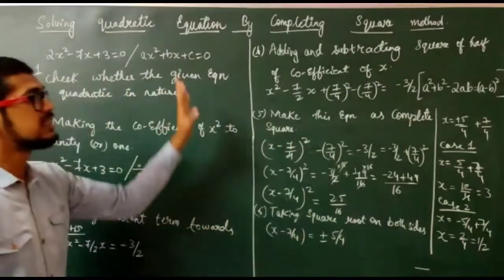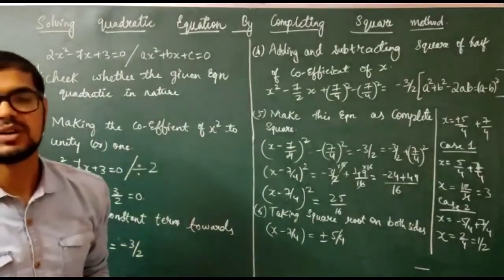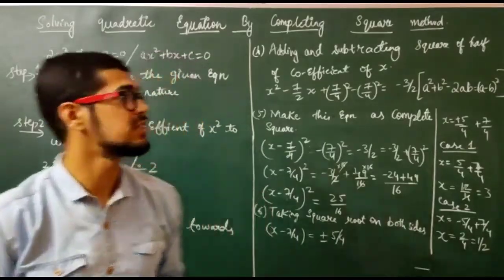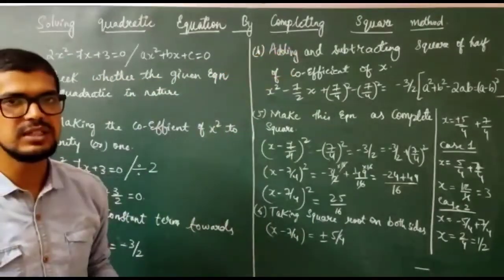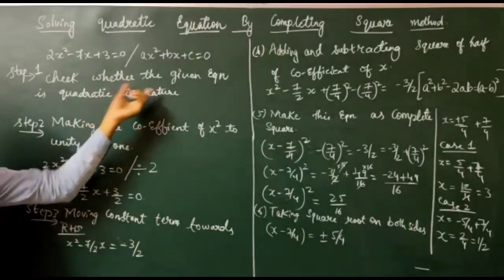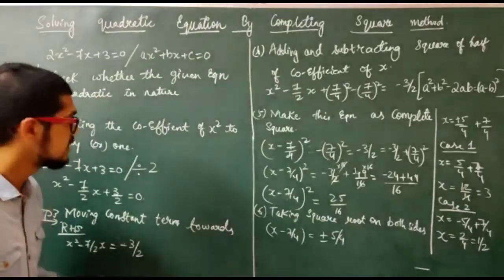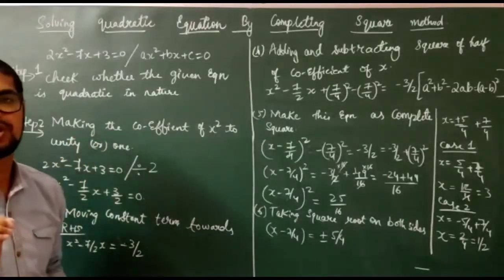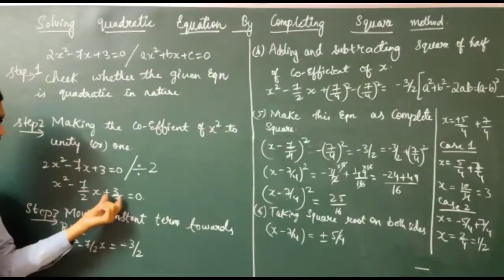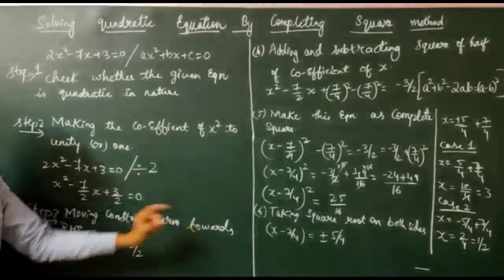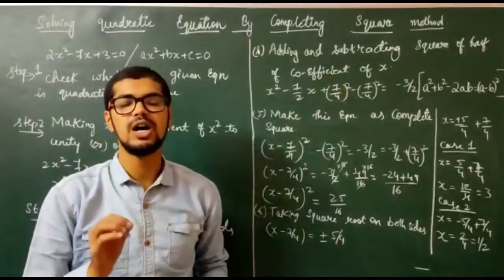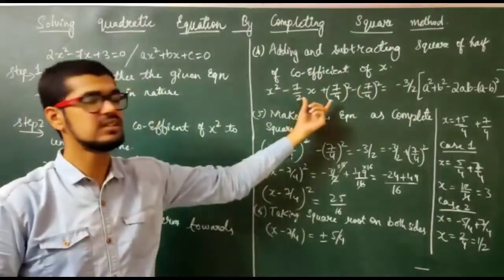Is it clear? So this is one of the methods of solving the quadratic equation, or you can tell this as finding the roots of quadratic equation by completing the square method. Quickly I will revise this. First step is check whether the given equation is quadratic in nature. Next step is making the coefficient of x square to unity or 1. Then third step is moving the constant term towards the right hand side. Fourth step is adding and subtracting square of half of coefficient of x, that is this.